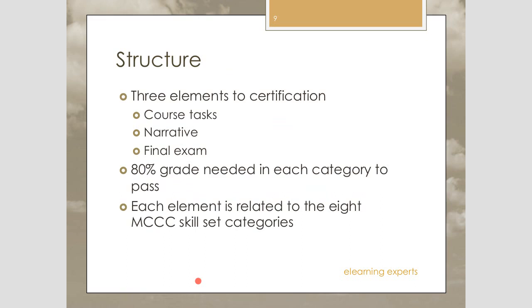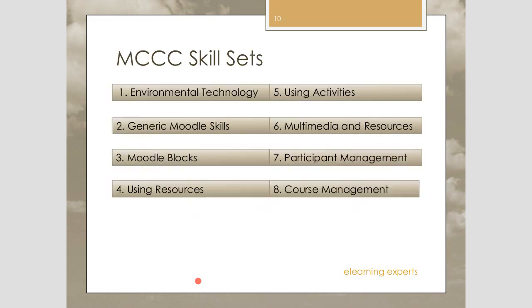There's 8 categories to the skill sets. These are the 8 categories. So the environmental technology covers about 5%, which will cover browsers, cookies, plugins, things like that. The generic Moodle skills cover about 10%, and that covers your settings, the editor, themes, formats. Moodle blocks is a big one that covers about 30% because there are a lot of blocks.